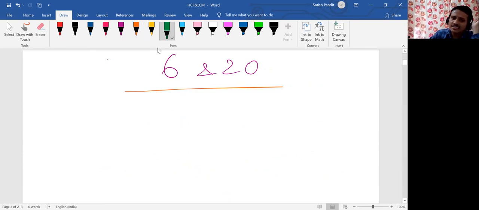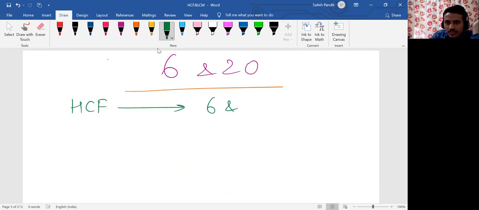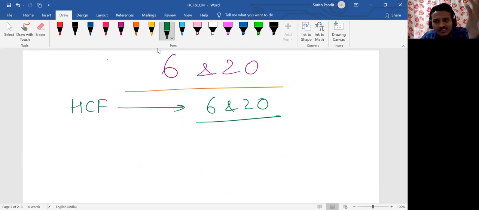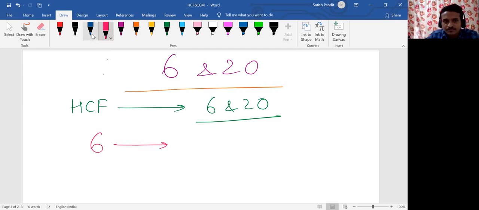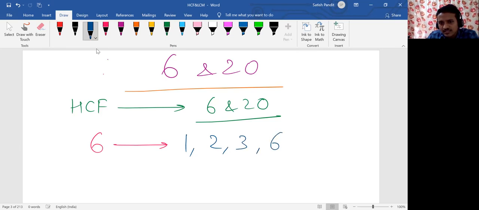Now you can understand HCF and LCM in this way also. First of all I'm going to find out the HCF of 6 and 20. First, let us completely understand the meaning of HCF and LCM. Then we'll learn the prime factorization way of finding the HCF and the LCM. So suppose I have the number 6, what are the factors of 6? 1, 2, 3, and 6. Now, if I have the number 20, what are the factors of 20?